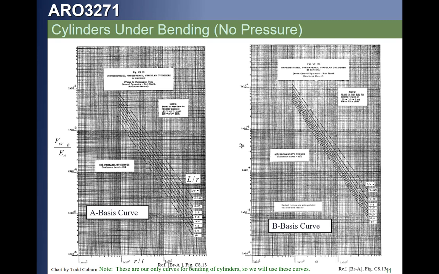Once again, you've got a log-log curve. You're going to take your R over T ratio. You're going to go up to the appropriate L over R ratio and then read what the term is. And instead of being the K, which we were looking at before, this is going to give you the F crit over E. You'll need to multiply the value you get by your E in order to calculate your critical buckling allowable for bending.